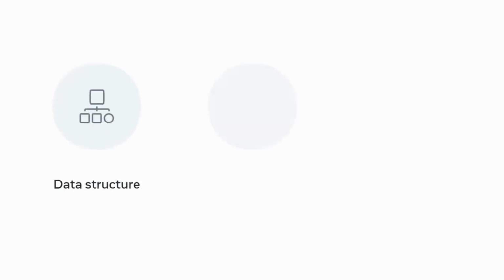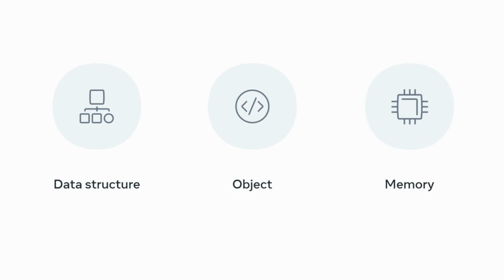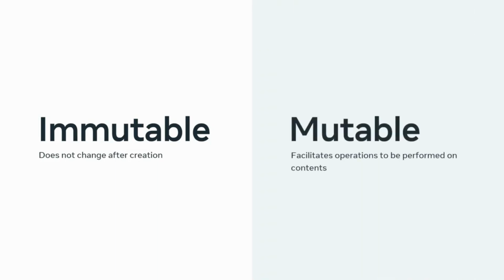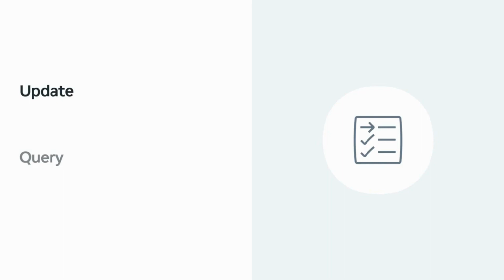A data structure models an object so that it can be stored and organized easily in computer memory. It can be a simple, immutable structure that does not change after creation, or it can be a mutable structure that facilitates operations to be performed on the contents. Operations might include updates and queries to be performed on the contents of the structure.